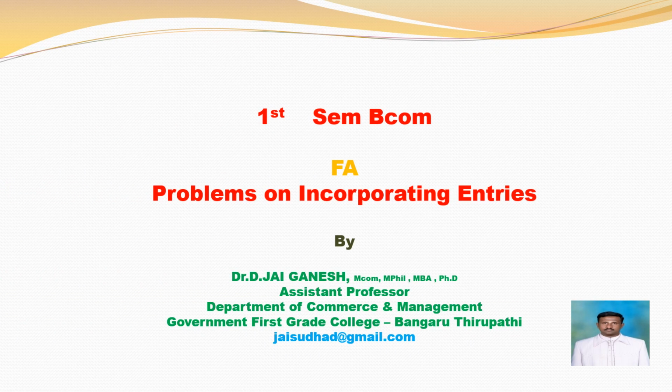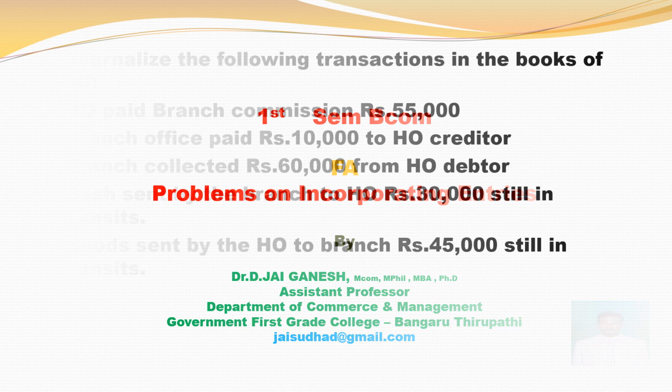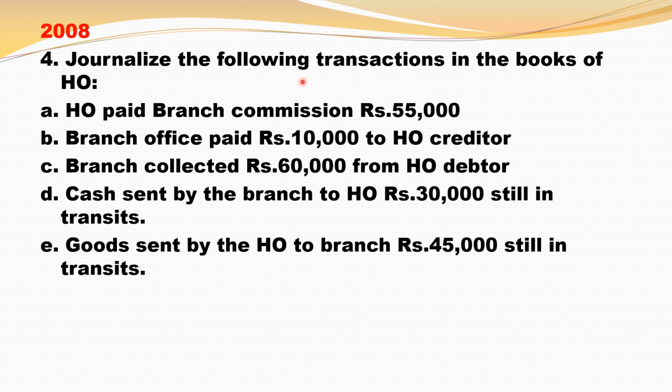Okay, students, let us continue some few problems in case of incorporating entries. Journalize the following transactions in the books of head office. So we need to pass journal entries in the books of head office. Okay, head office paid branch commission 55,000.